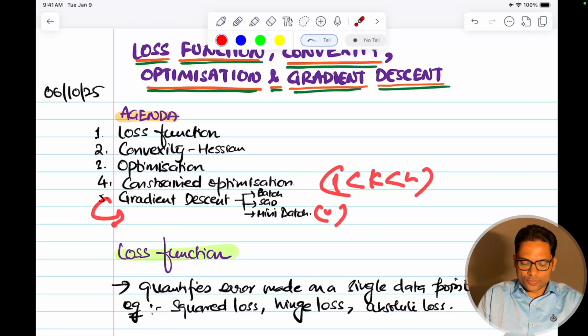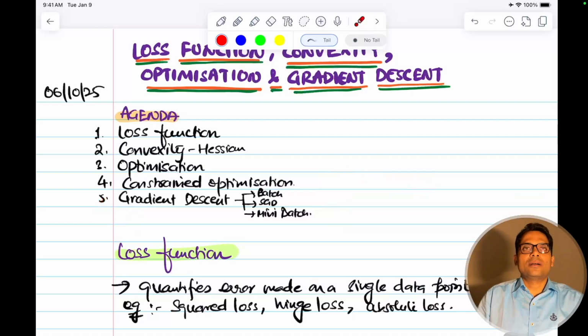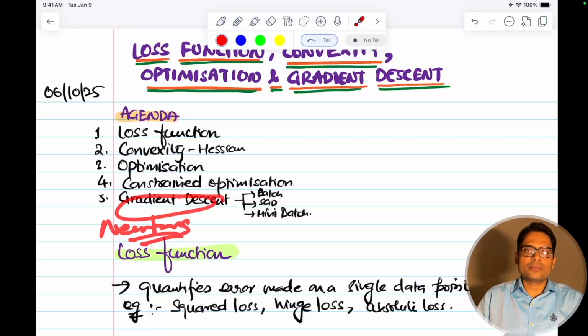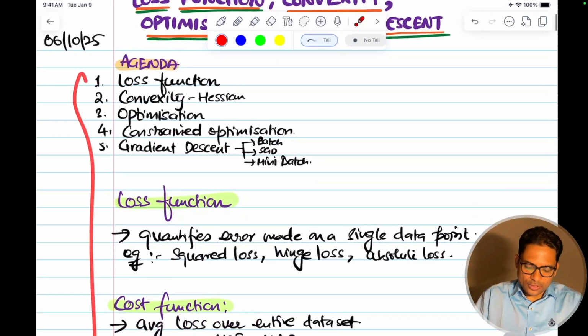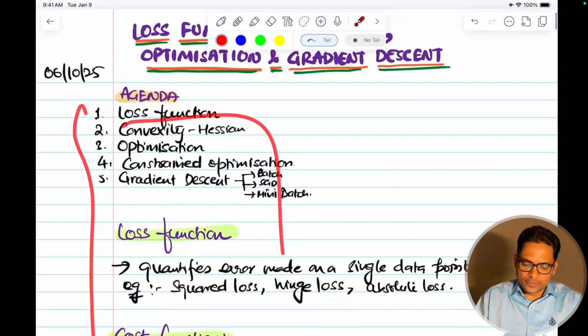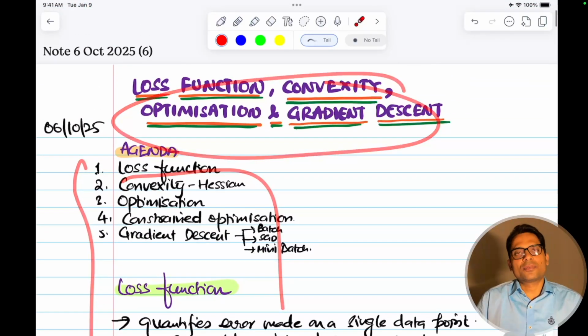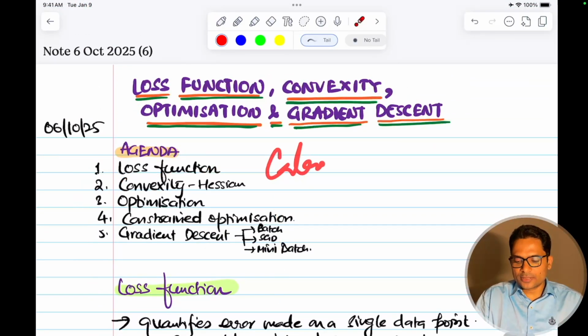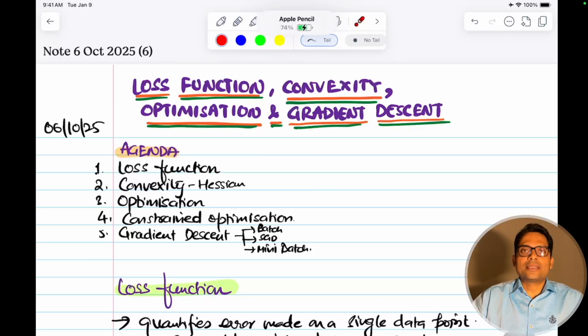There's one more gradient based optimization algorithm called Newton's method, which will be covered in the next video. I hope this helps. This is a comprehensive coverage of all the concepts that will be required with respect to calculus for machine learning. On that note, let's end this video.